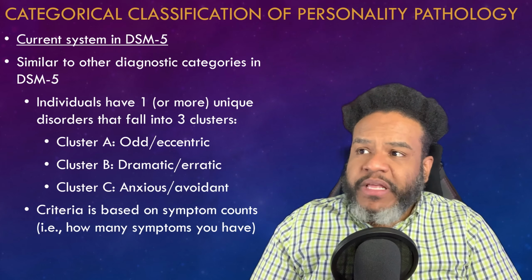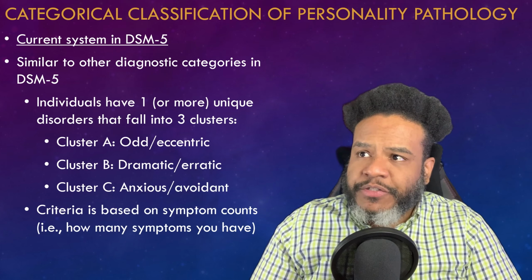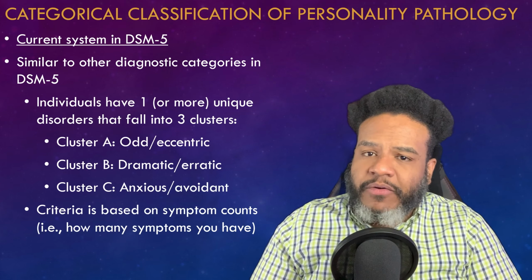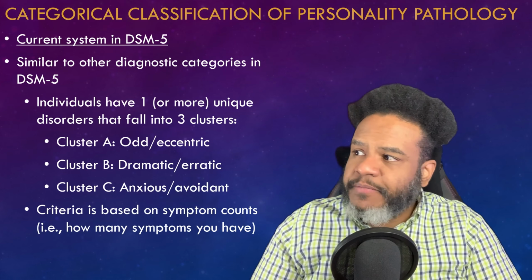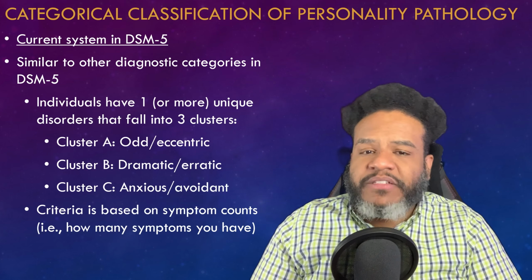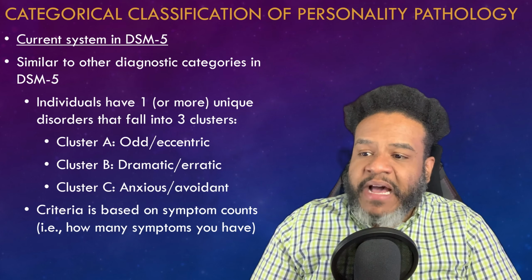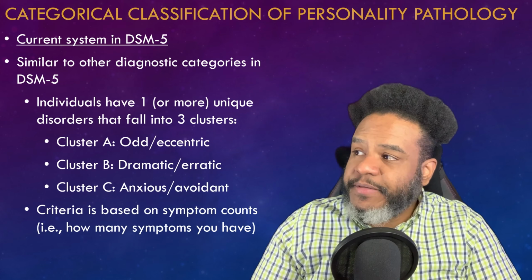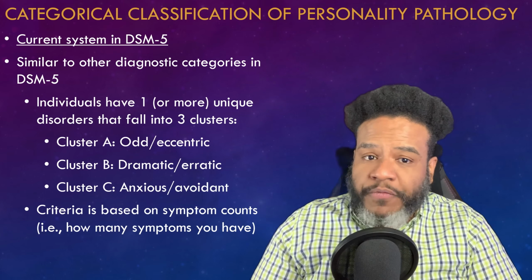We have 3 clusters of personality disorders. We have cluster A, odd and eccentric behaviors, cluster B, dramatic and erratic, and cluster C, anxious and avoidant. Now, the criteria are going to be based on the symptom counts and how they present themselves. So similar to other DSM-5 categories, an individual can have one or more of these disorders.